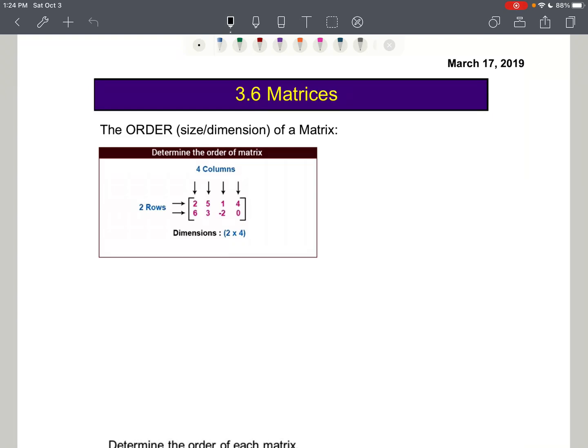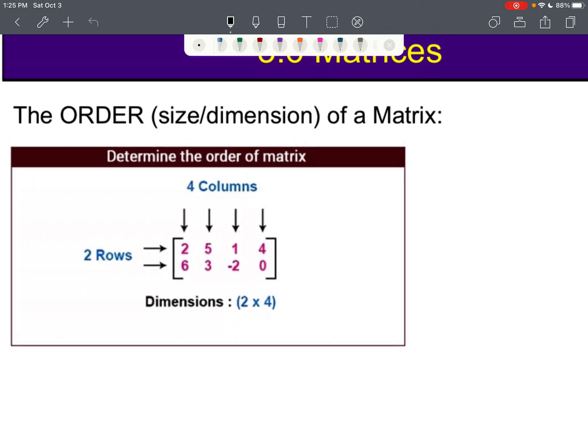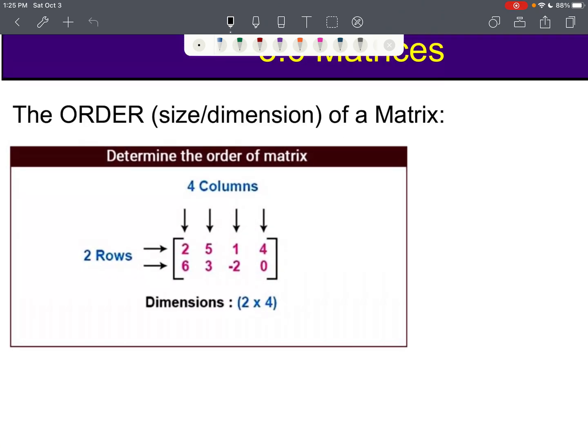We've solved systems of equations by graphing, by substitution method, and by the elimination method. And now we're going to organize our systems into what we call matrices. So in order to do that, we need to know a little bit about a matrix and some vocabulary. The order is the size or the dimension of a matrix. And the order of this given matrix right here happens to be a 2 by 4. So it's the dimensions of this matrix.